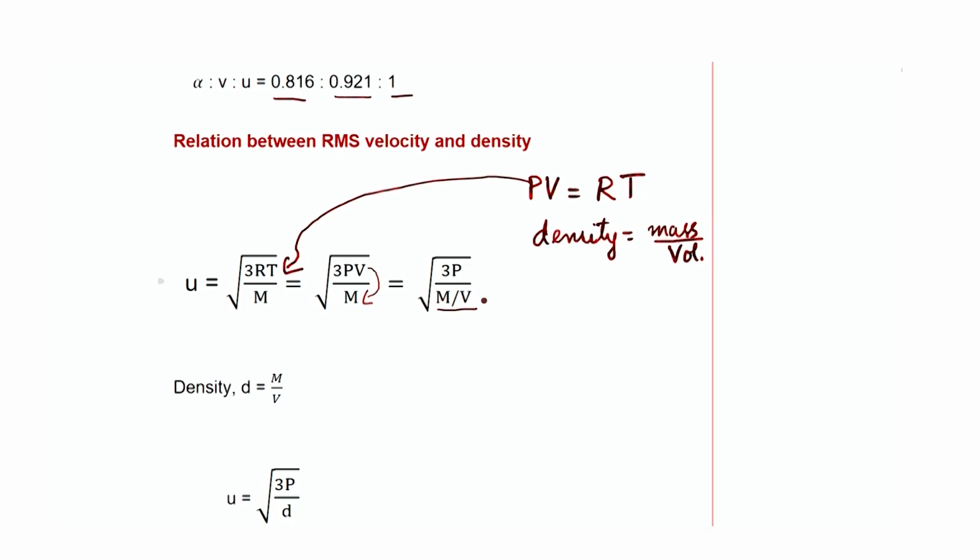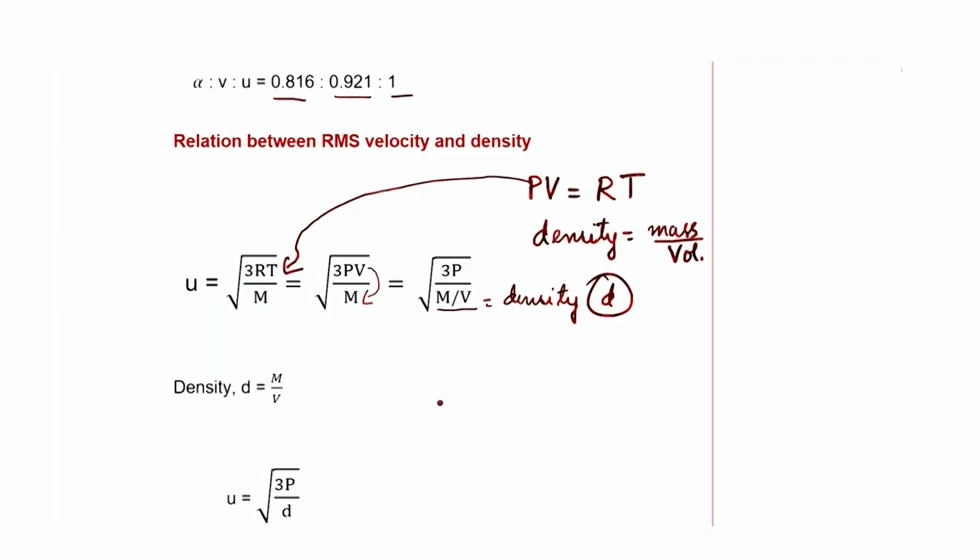So, this term represents the density, denoted by the letter d. Okay. So, substituting, this becomes u is equal to square root of 3P by d. Now, just see that as the density increases, the most probable root mean square velocity, or whatever it may be, this is a root mean square velocity.